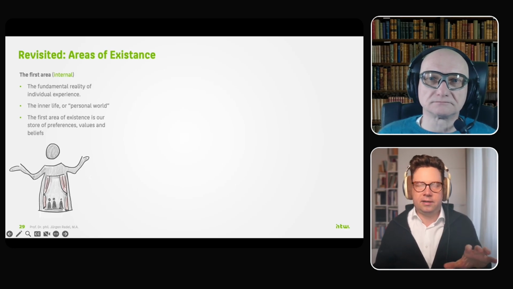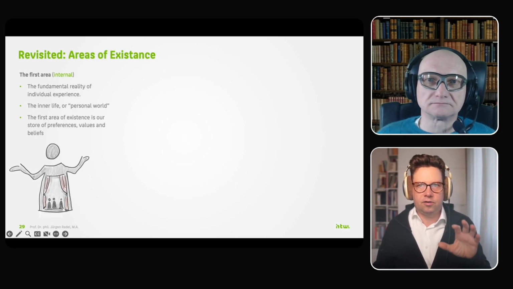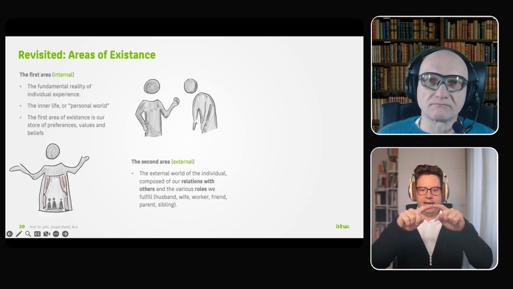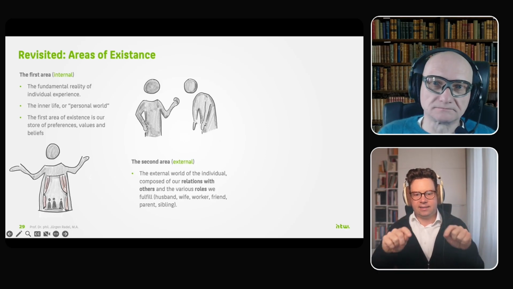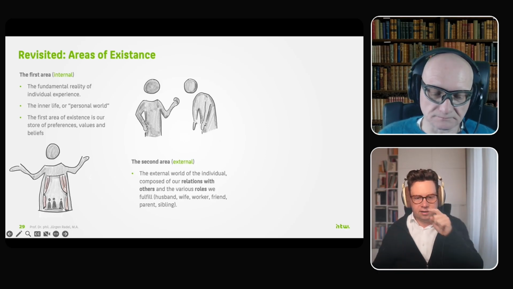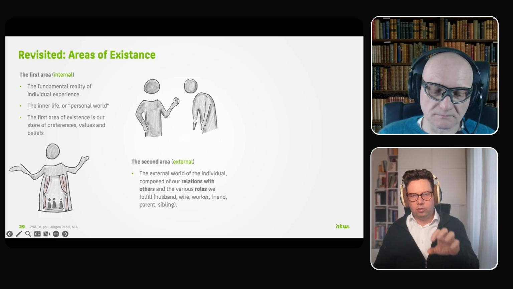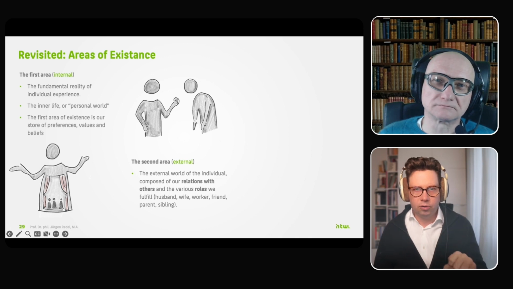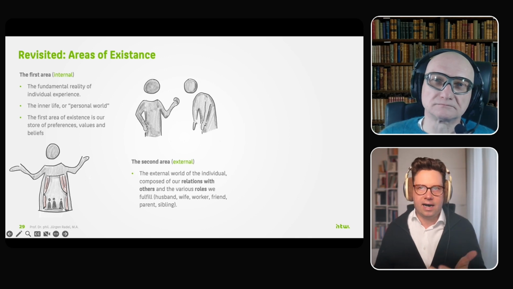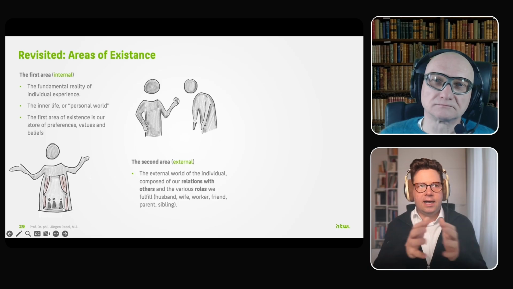So that is one thing that is interesting. I would say that is not the core focus of this course. The second one is the external world. So how do you act in relation with others and the various roles that you are having? Later on in this course, we have a section that is specifically devoted to roles that you play or take up in a group. So we are looking at the external world and at the interaction with another person.